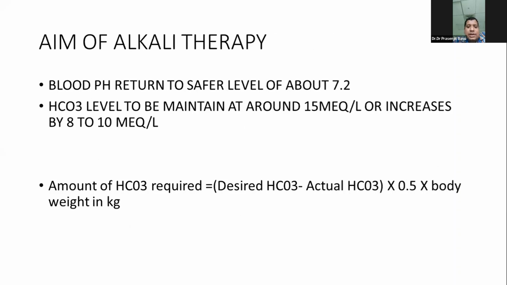Aim of alkali therapy: blood pH returned to a safer level of about 7.2. Bicarbonate level maintained at around 15 mEq, or increased by 8 to 10 mEq per liter. The amount of bicarbonate required can be calculated by this formula: desired bicarbonate minus actual bicarbonate, times 0.5, times body weight in kg.